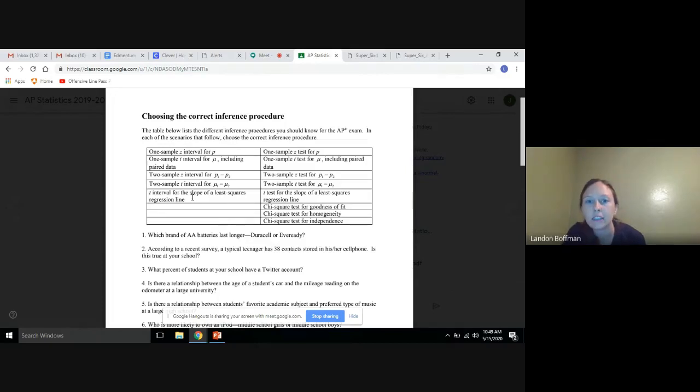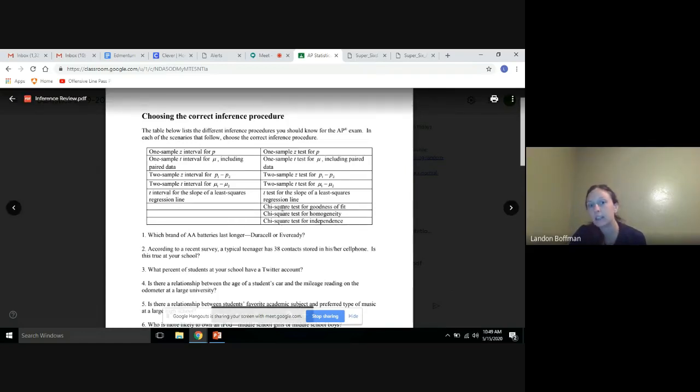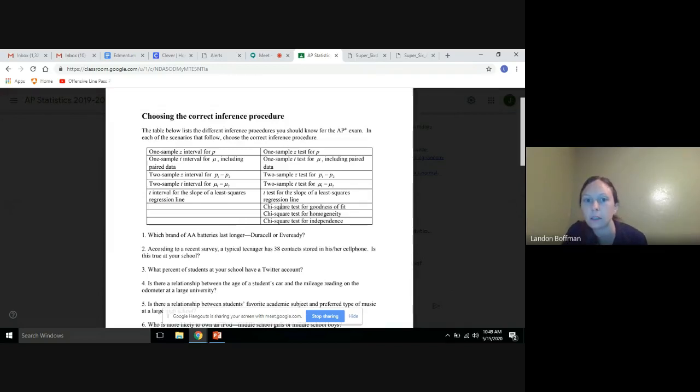Now the thing is there is some T interval for slope. If it's talking about a slope, that was chapter 12. You don't need to worry about that. If it's chi-square, we did learn that, but it's not going to be on your test, so you don't need to really worry about that.